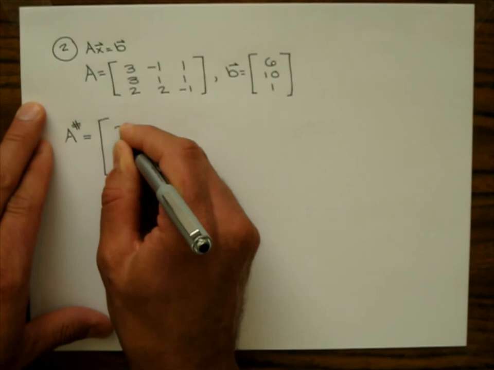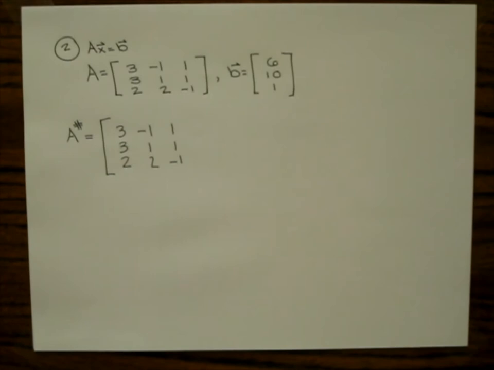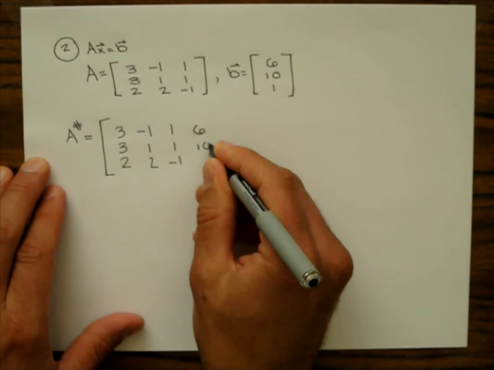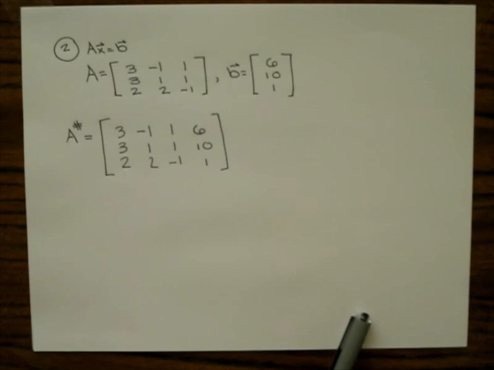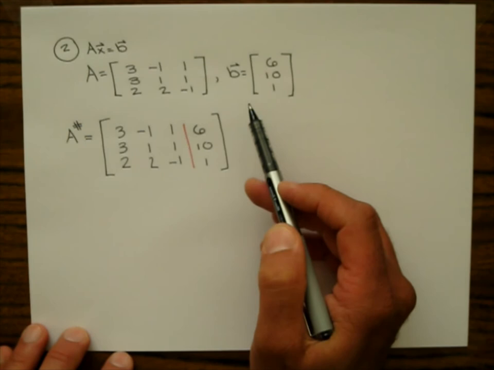So we write out matrix A here. And then what we do is we put the right-hand side vector right here. So this is 6, 10, 1. And lots of times, you might see teachers put a line there. The line kind of reminds them that there's an equal. What this system really says is 3x minus y plus z equals 6, etc. And we actually, in this problem, weren't given that the variables are called x, y, z, but you'll see at the end it doesn't really matter.